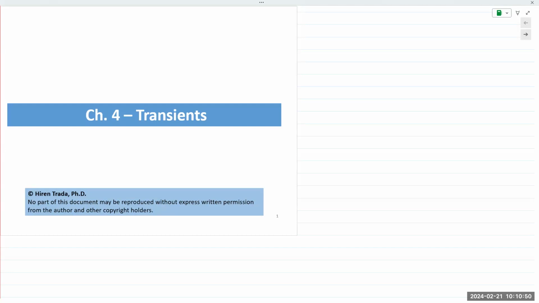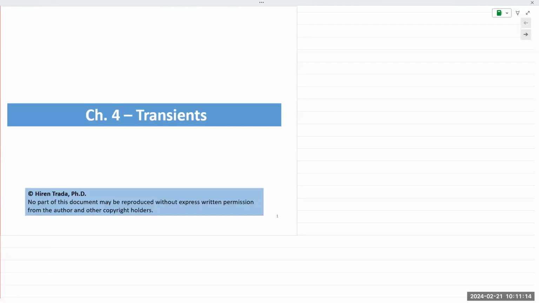Homework will be due Sunday night, and then quiz on Monday. I haven't yet decided whether I'm going to test chapter 3 and 4 together, or just chapter 3 or just chapter 4. I'll decide by Friday and let you know. But for now, we are introducing the topic of transient analysis, chapter 4 today.